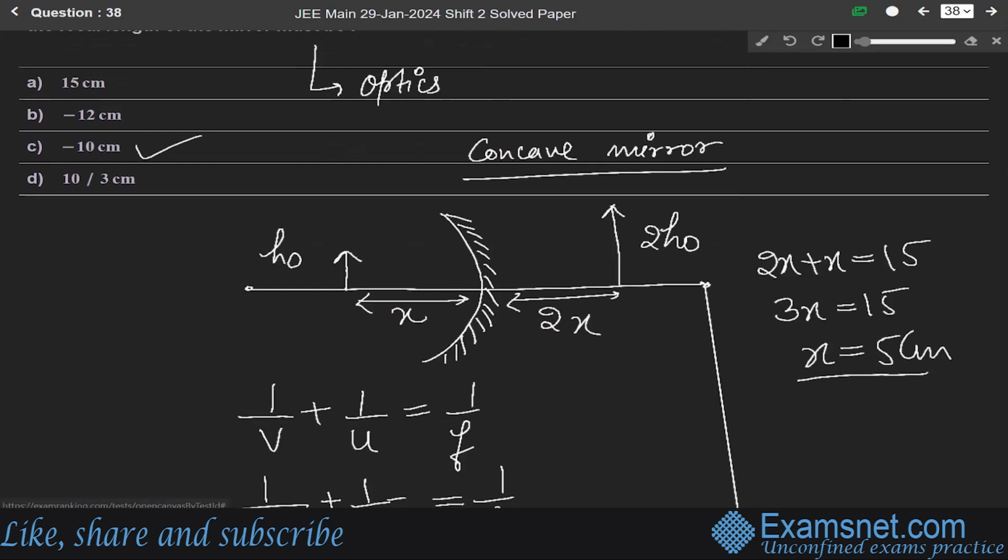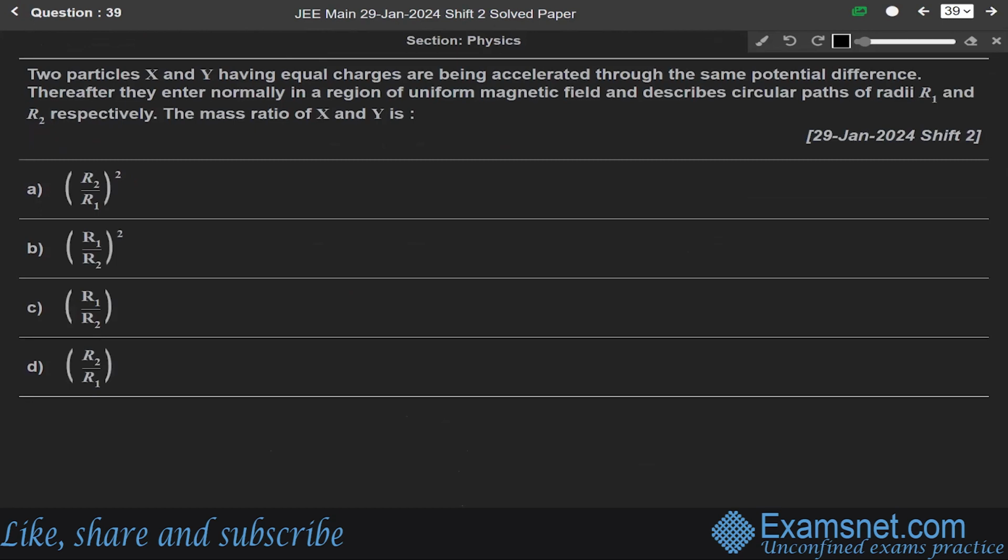Okay. Now next question 39. According to this question, two particles X and Y having equal charges are being accelerated through the same potential difference. Thereafter, they enter normally into a region of uniform magnetic field and describe circular paths of radii R1 and R2 respectively. We have to find the mass ratio of X and Y. So this question is from the chapter of magnetic effects of current and magnetism.